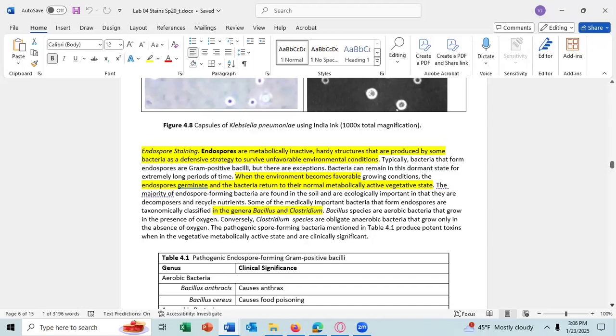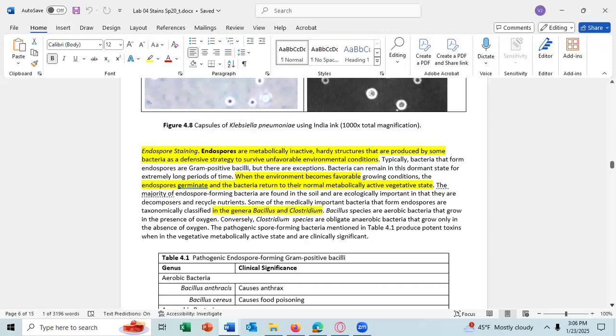Typically, endospores are made by gram-positive bacilli, but not all gram-positive bacilli can make endospores. And mostly it's two families of bacteria that make endospores, Bacillus and Clostridium. So those two families. There is at least one other family, but it only has one member in the family, and I don't remember the name of the family.